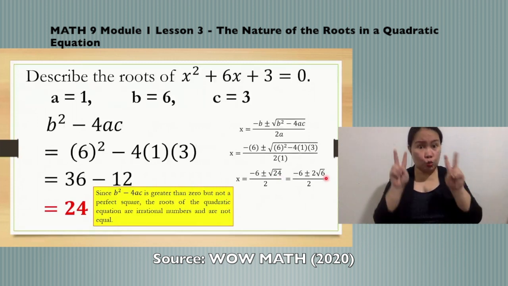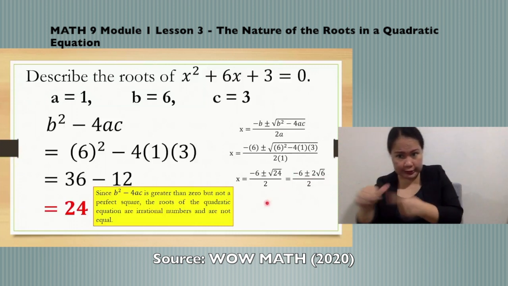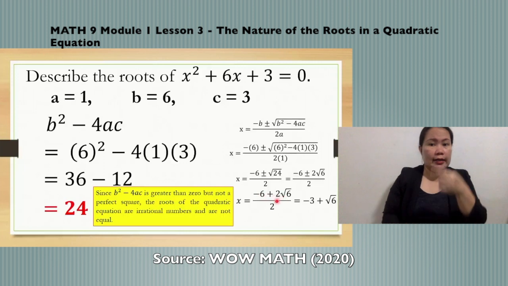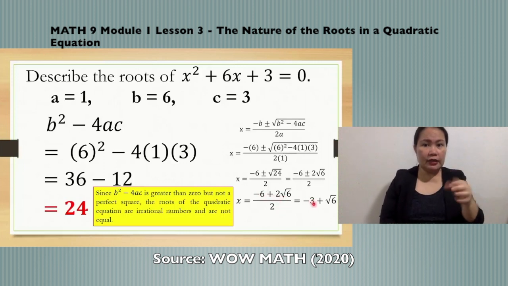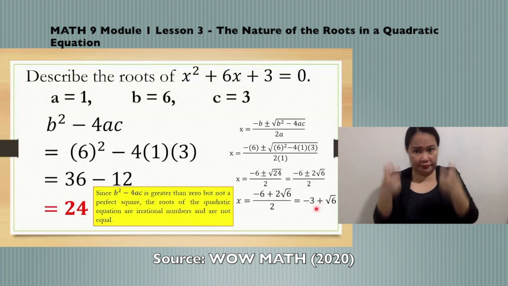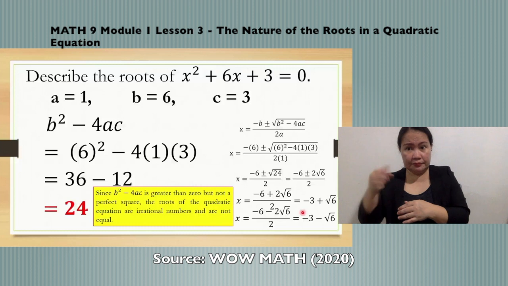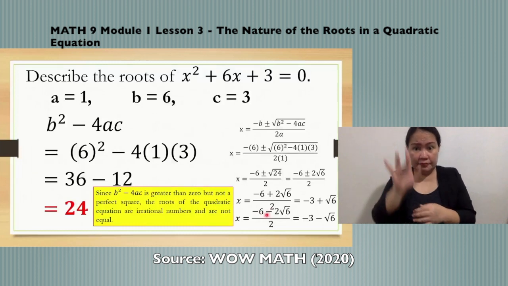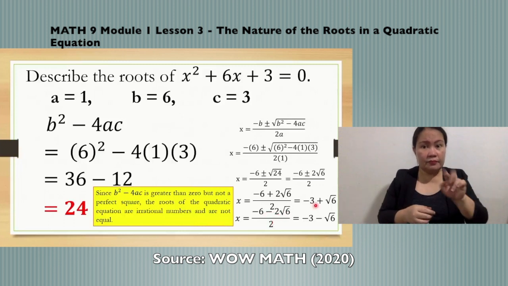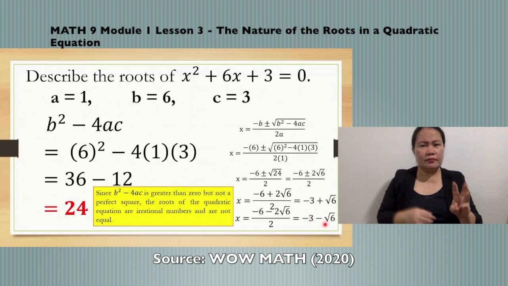Okay, so we will have two solutions. The first one is negative 6 plus 2 square root of 6 all over 2. We will have negative 3 plus square root of 6. Alright? And then the next one is negative 6 minus 2 square root of 6 all over 2. So we will have negative 3 minus square root of 6.